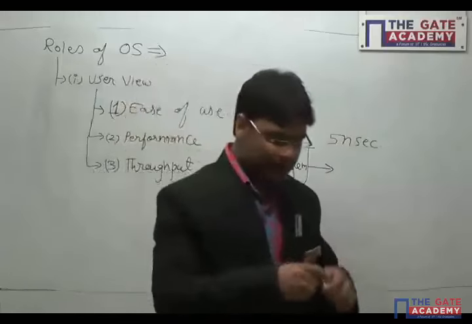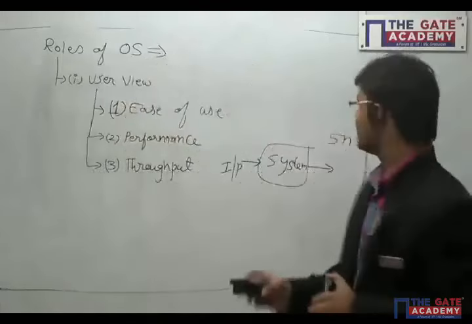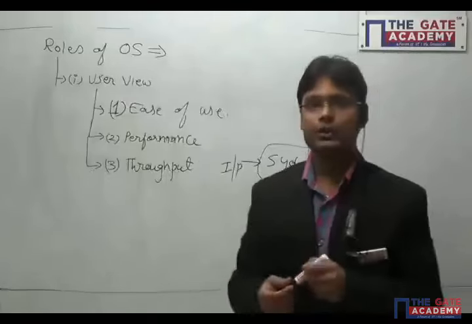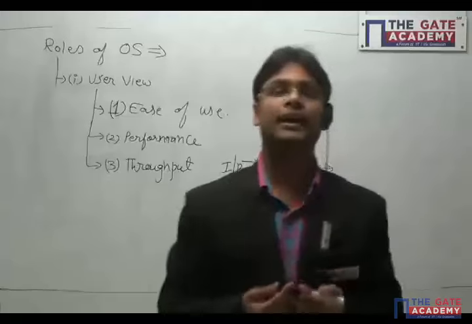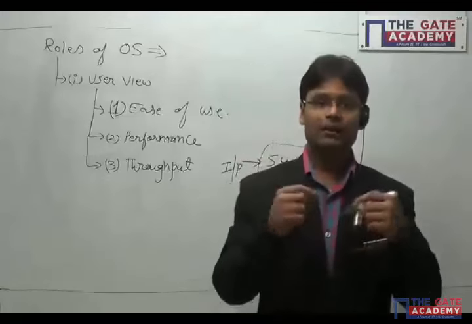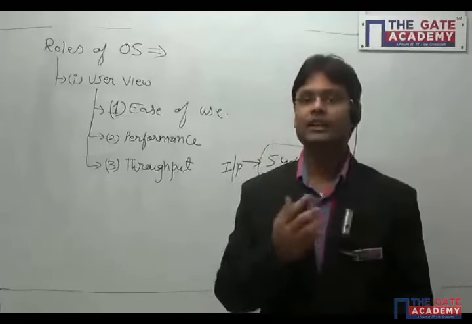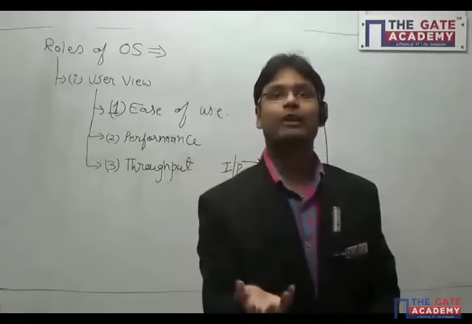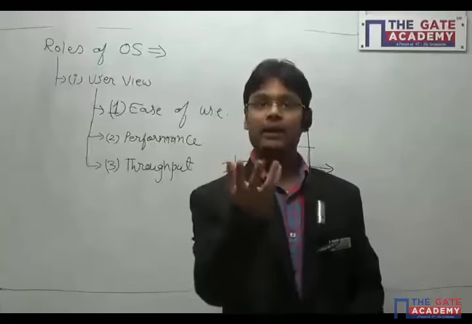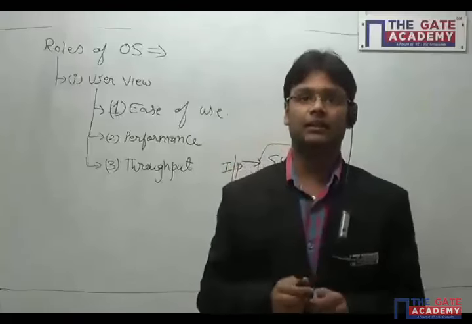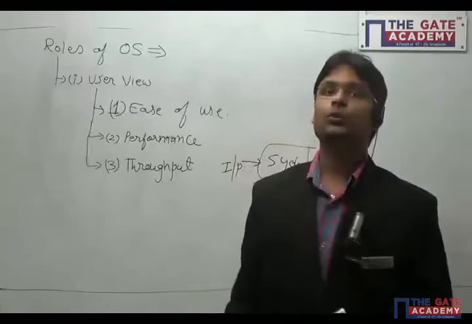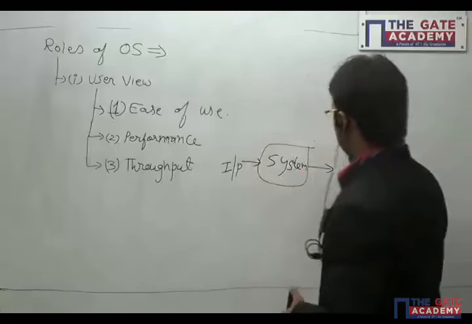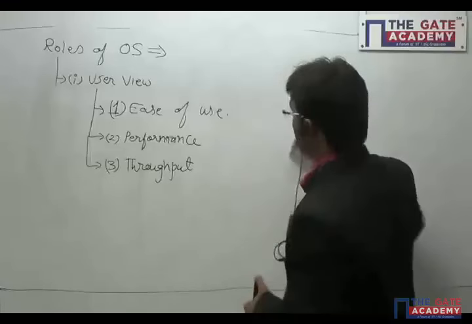So the operating system, that particular program, must be so responsive that the throughput is very high. If you are running some application on your operating system, it should give you some output very quickly. It should not make the user wait, right? So this is throughput. These three are the roles the operating system plays from the viewpoint of the user.